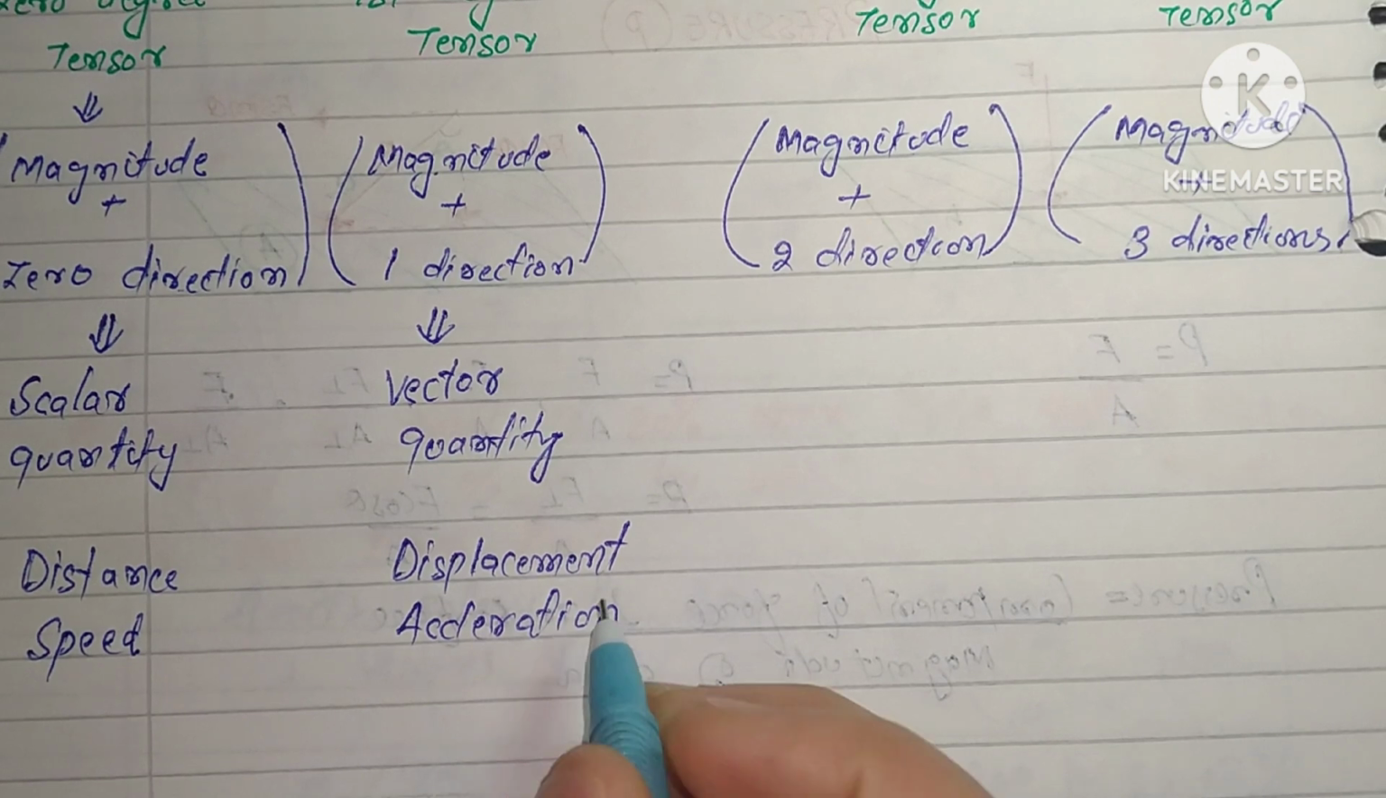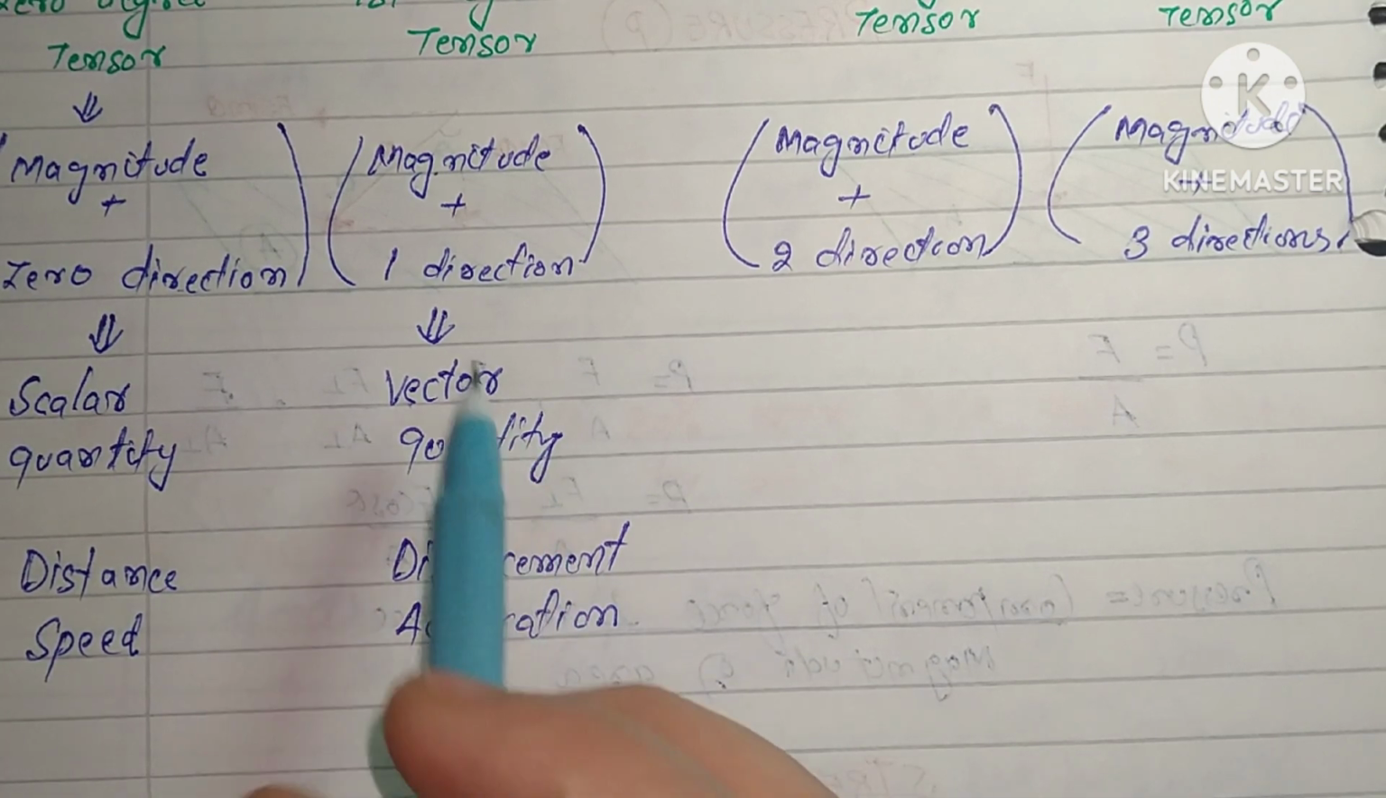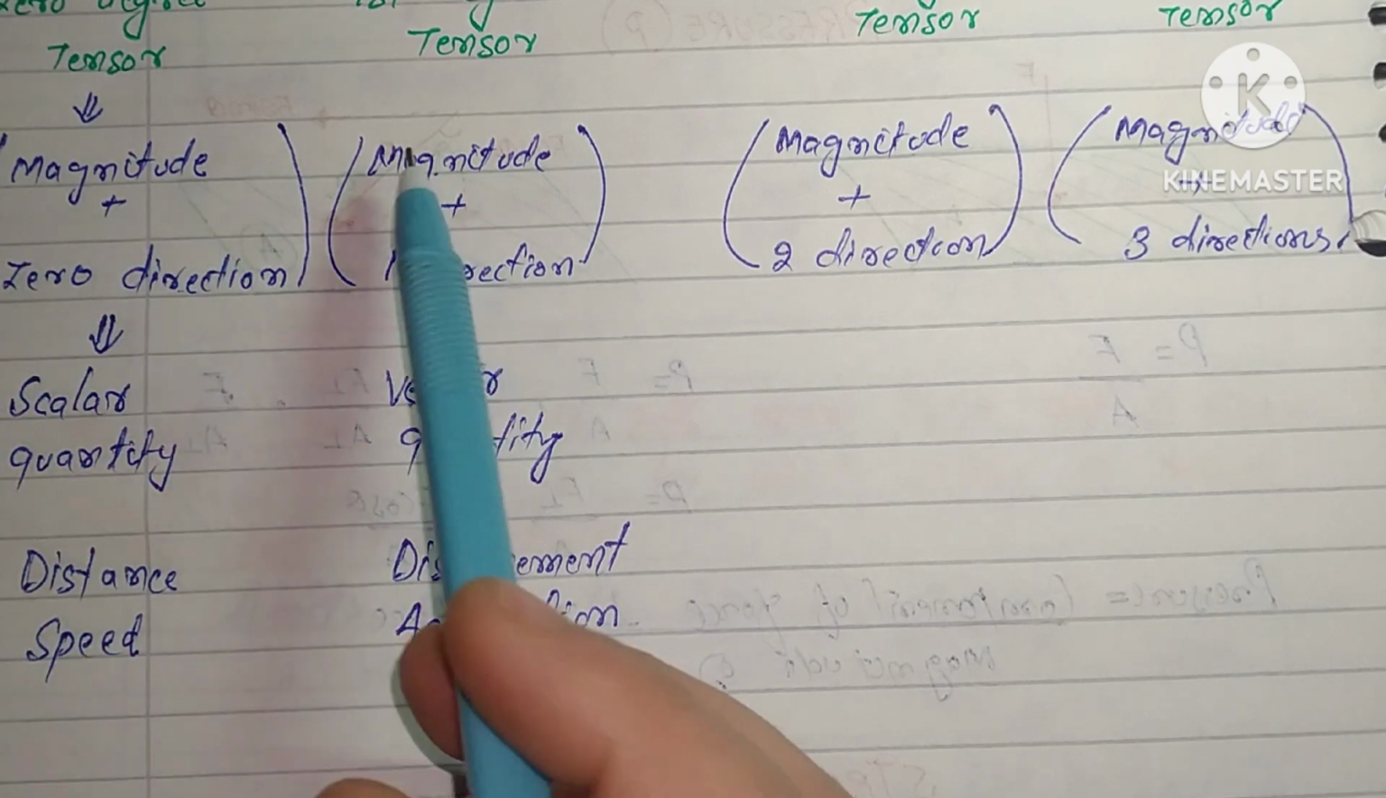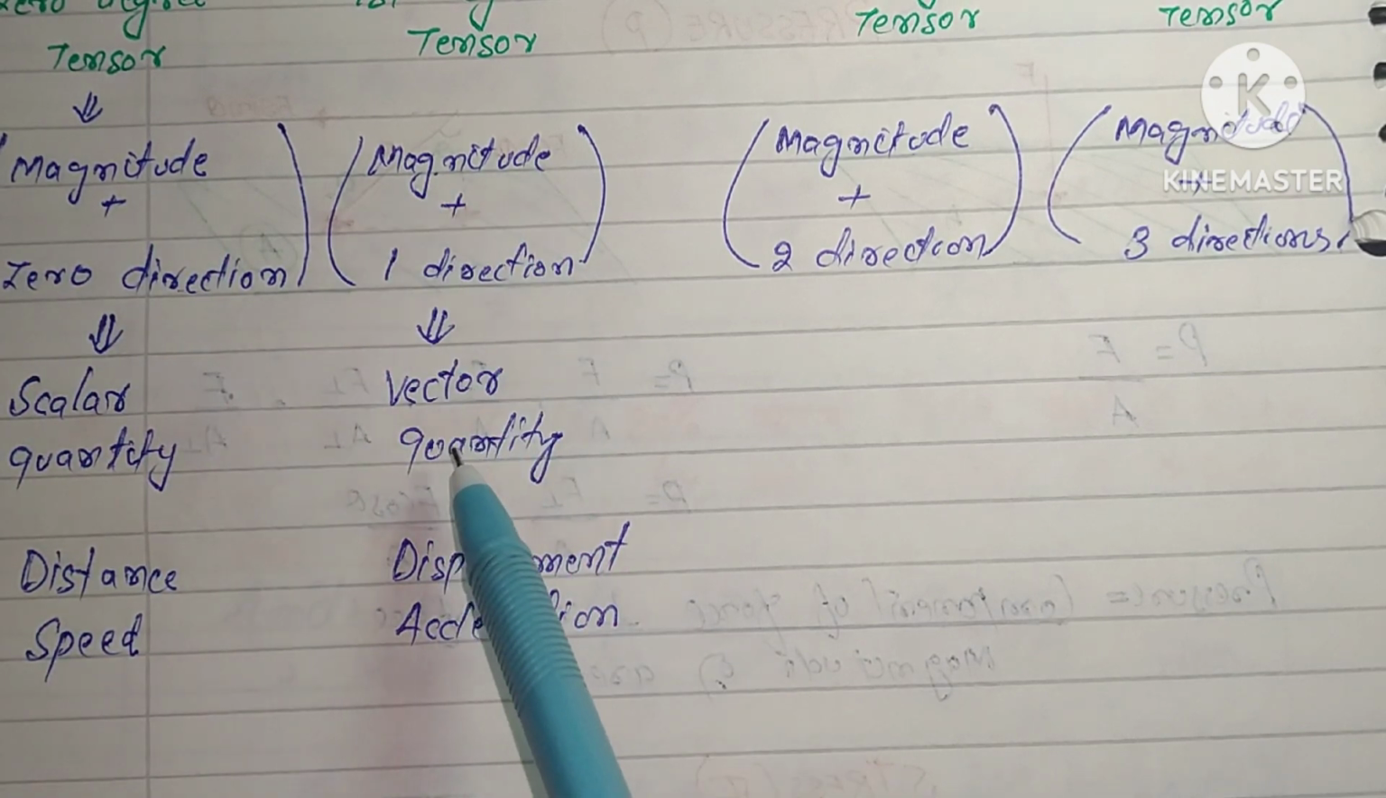We are familiar with these two quantities, that is 0 order tensor and first order tensor. 0 order tensor is scalar quantity, first order tensor is vector quantity, because we have learned about these two quantities from 11th class.